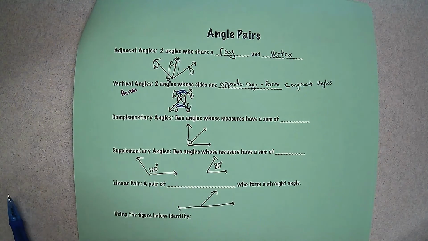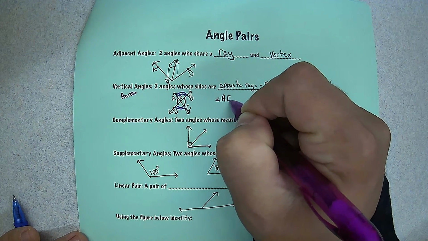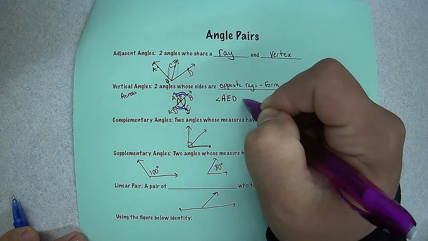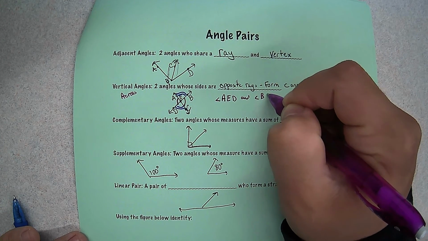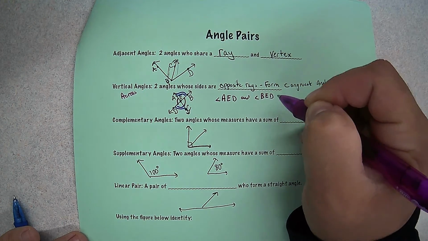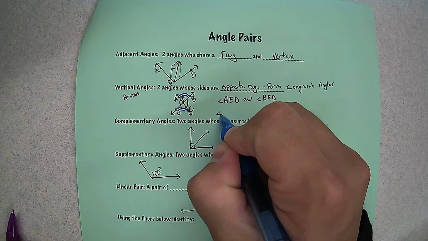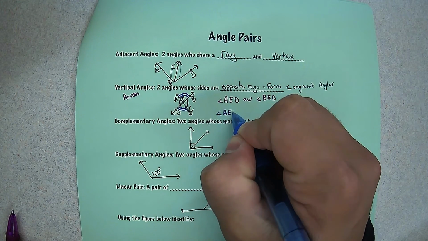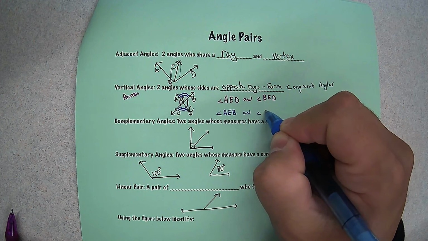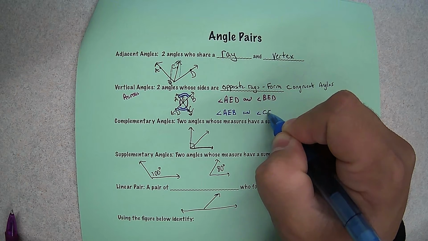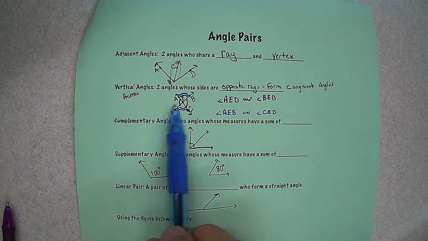So I could say angle AED and angle BED are vertical angles, and then angle AEB and angle CED are vertical angles, across from each other.